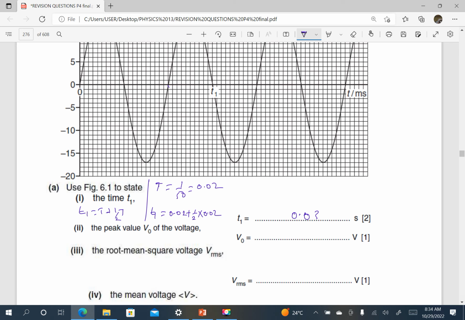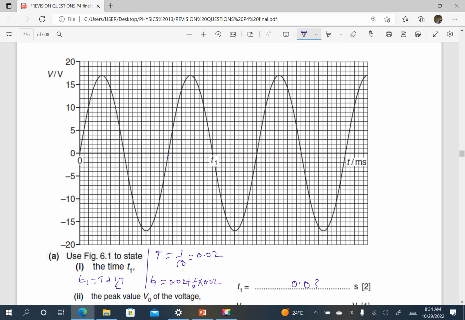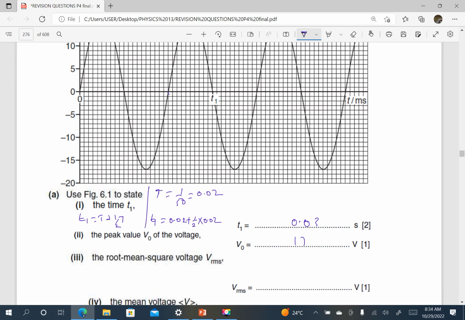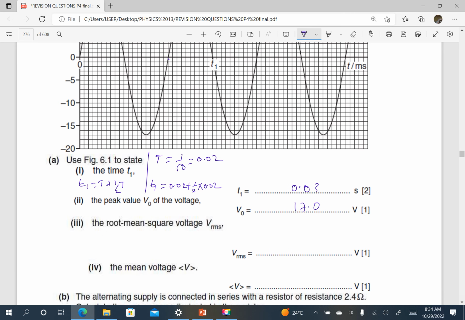The peak value of V0. Just look at the graph here, and I think that is 17.0. Then the root mean square voltage, V root mean square. We know that V root mean square is equal to V0 over root of 2. V0 is 17.0 over root of 2.